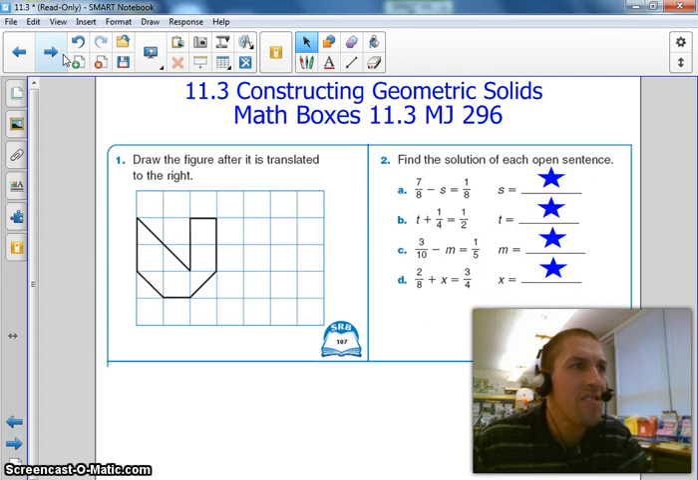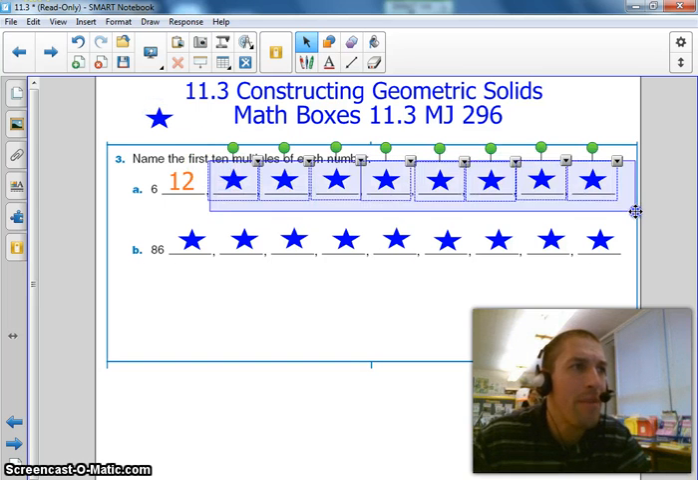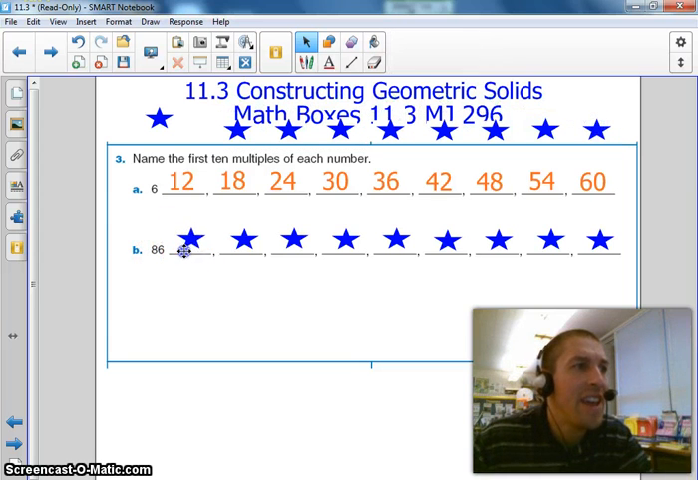We're going to do some facts tomorrow. The math boxes, these should be pretty simple. First 10 multiples of 6. What's after 6? 12. Can you do the rest of them? Count by 12s, or count by 6s. There you go. Okay. What would be 86 times 2?